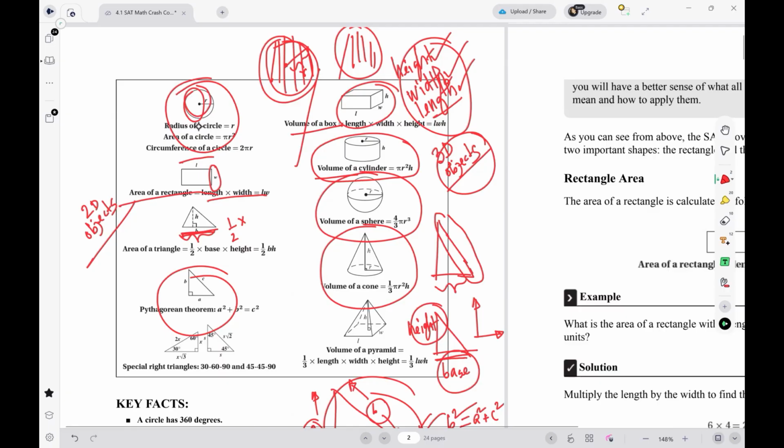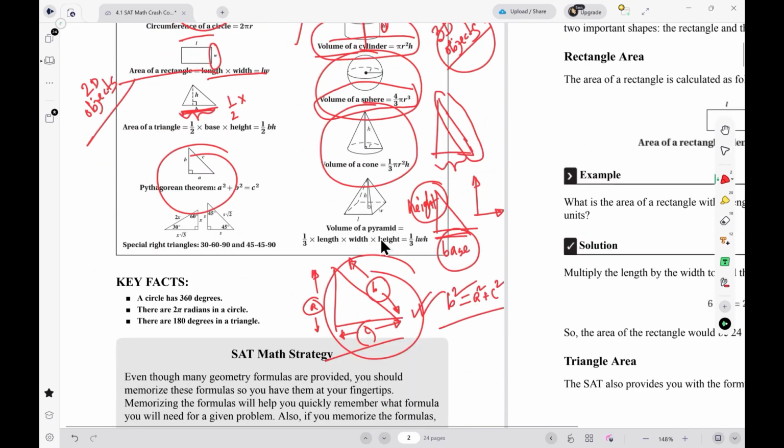For this cylinder, we need to find out the volume. For this sphere, we need to find out the volume. This is 4 by 3 pi r cube, where r is the radius. For the volume of a cylinder, we have pi r square h, where h is the height, the distance. And for a cone, we have the volume 1 by 3 pi r square h. We have a pyramid, and for the pyramid we have 1 by 3 length multiplied by width multiplied by height. You will understand these things later.